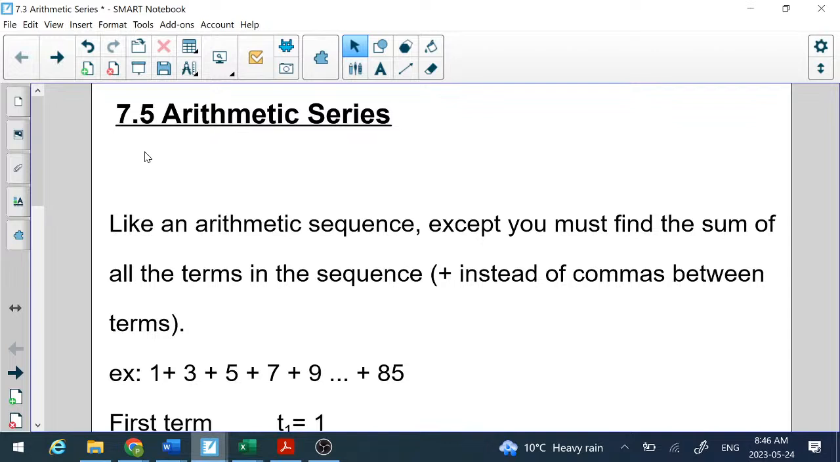What might you be wondering about? Yes, you'd like to know the common difference. What else might be important to know? How many terms exactly? So the n value, right? The n value for number of terms.